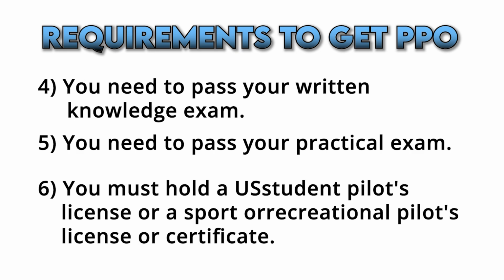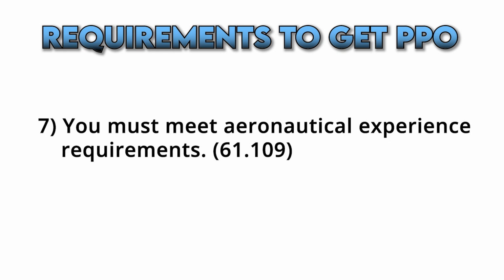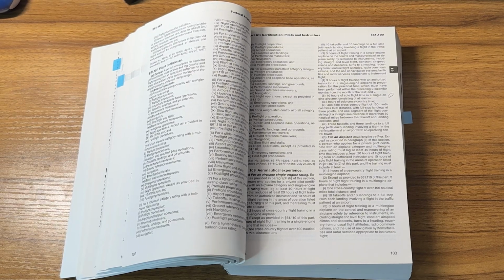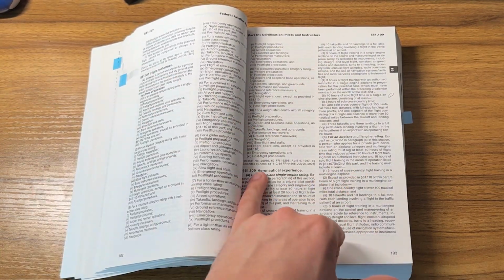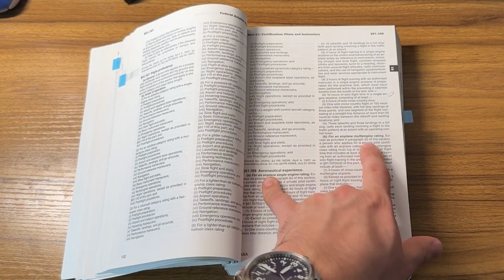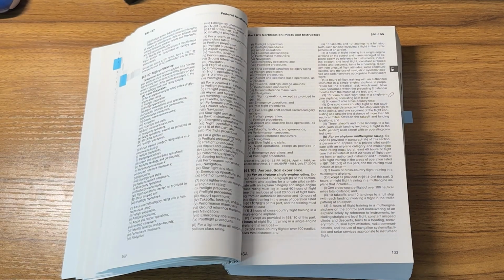You must hold a U.S. student pilot's license, and this can be subbed with a sport or recreational pilot's license or certificate, but a student pilot is the easiest certificate to get. You must also meet aeronautical experience requirements, which is 61.109, and have them all in your logbook. They are all right here. Awesome. Beautiful. So right here through here, unless you're a multi-engine, then you look down here as well.